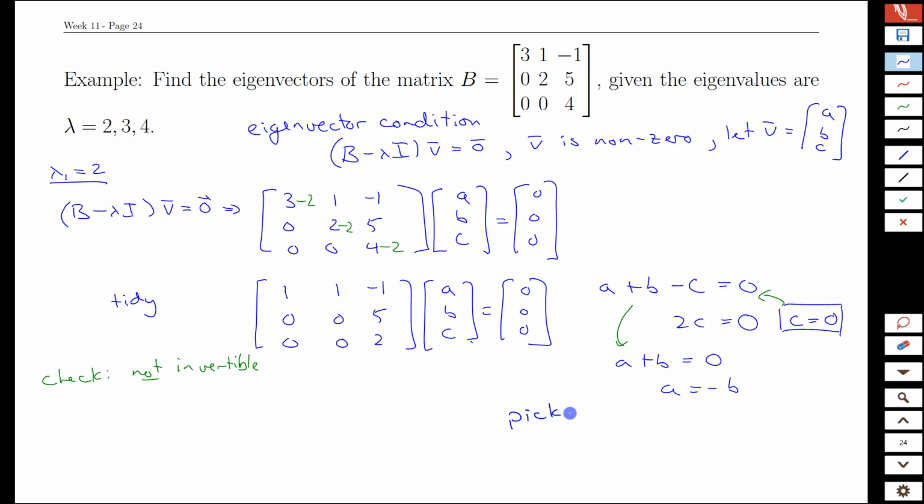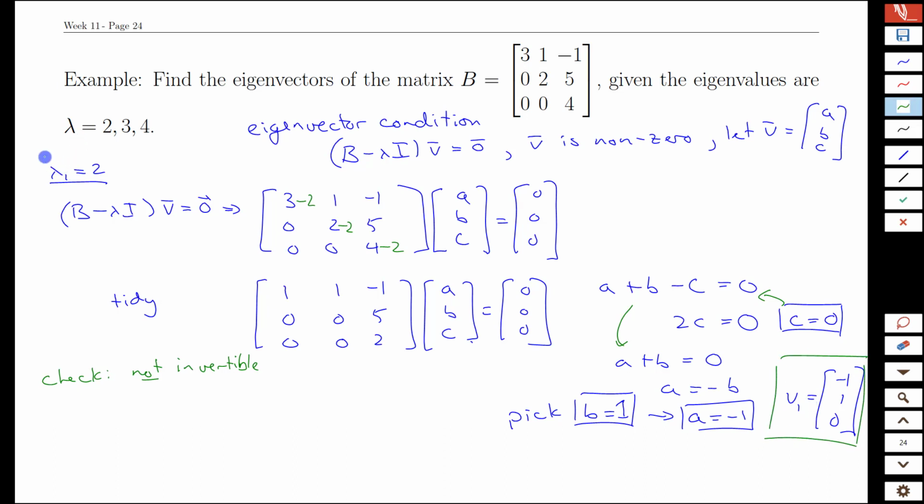Now we just have to pick a value. Let's pick b equals 1. And that will lead to a being negative 1. With all of that together, we're going to get a final new vector, v1, as negative 1, 1, 0. Like so. And that is our first eigenvector for our first eigenvalue. Any vector in this direction will be scaled by 2 by the matrix B here.